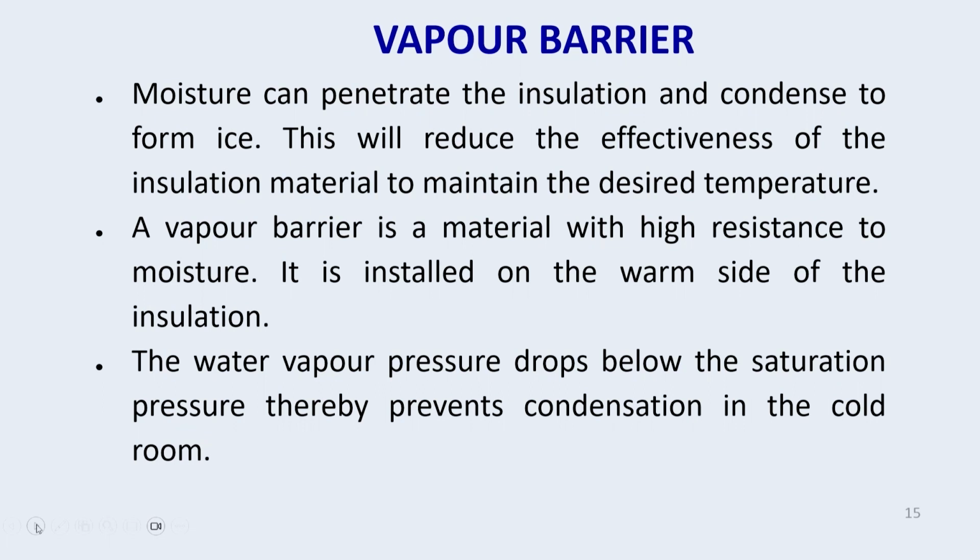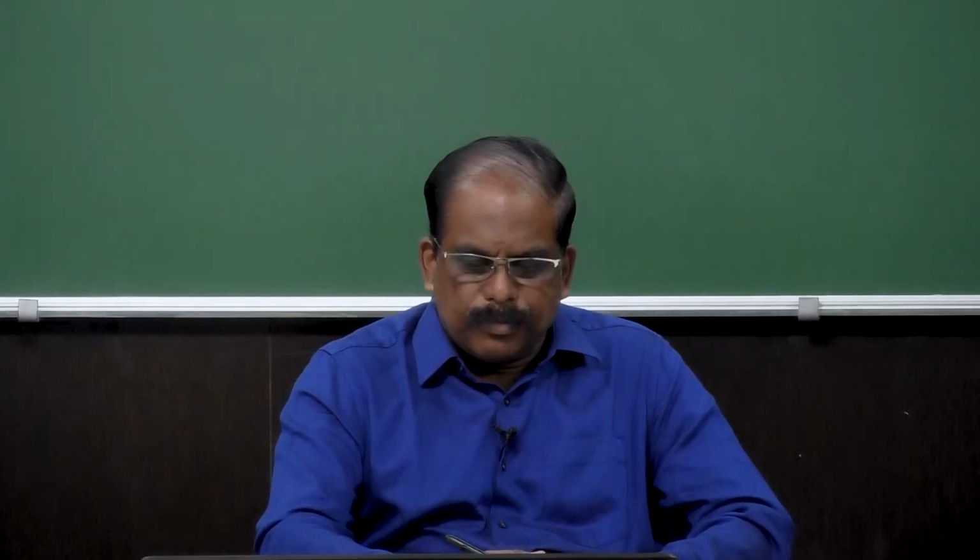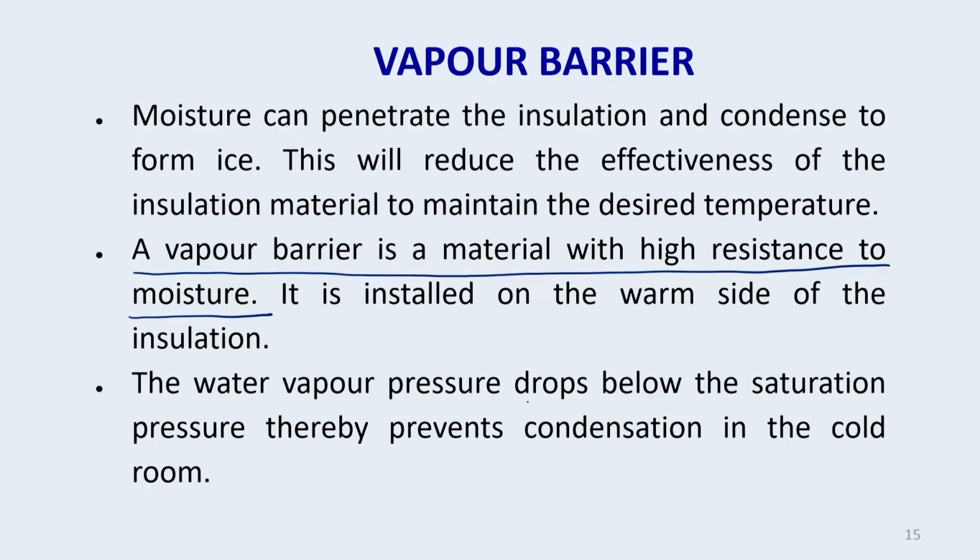So to prevent that, a vapor barrier is used. It is a material with high resistance to moisture. It is installed on the hotter side of the insulating material. So there are normally two sides, one is the cold side and another one is the hot side. So this vapor barrier is attached with the insulating material so that it can minimize or eliminate the moisture entering into the cold room. The water vapor pressure drops below the saturation pressure, thereby preventing condensation in the cold room. So this is the principle.